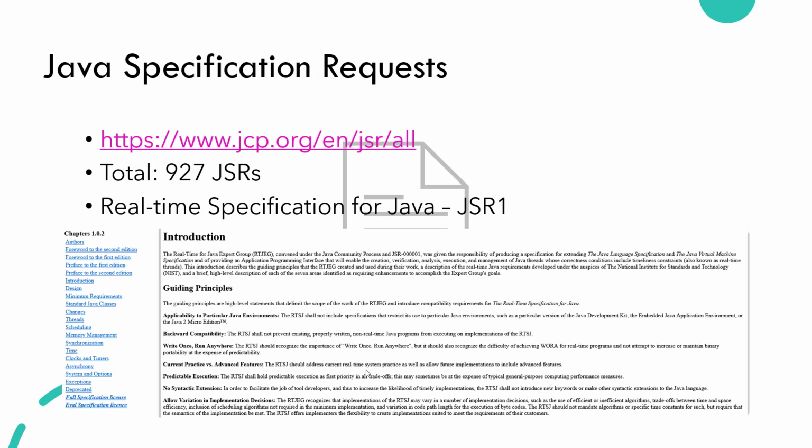There are a lot of JSRs available up till now, around 927 JSRs. You can check them out on the jcp.org website. The very first JSR spec is for the real-time specification for Java, which is JSR 1.